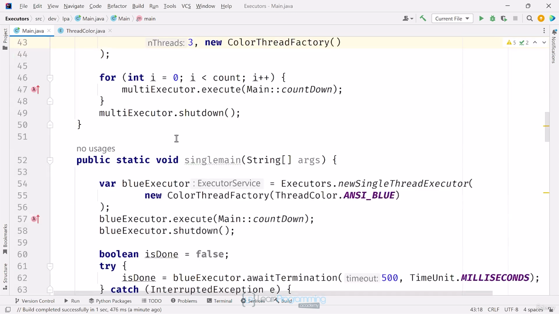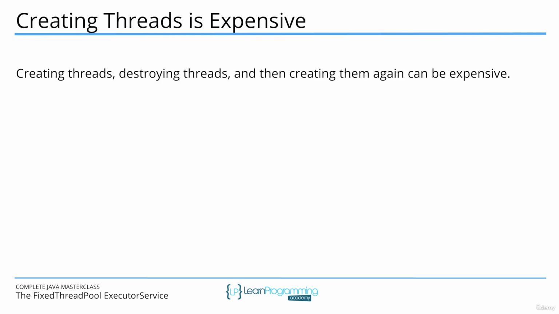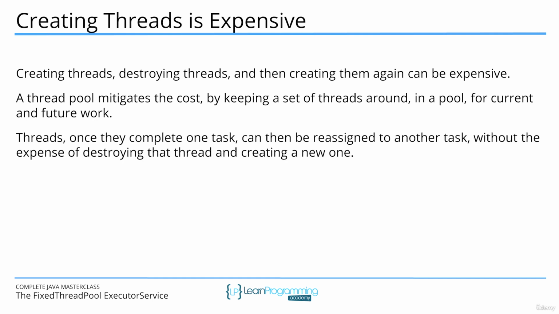Let's pause here a minute and just talk about thread pools in general. I think I've stated this before, but I'll say it again. Creating threads, destroying threads, and then creating them again can be expensive. A thread pool mitigates the cost by keeping a set of threads around in a pool for current and future work. Threads, once they complete one task, can then be reassigned to another task without the expense of destroying that thread and creating a new one.